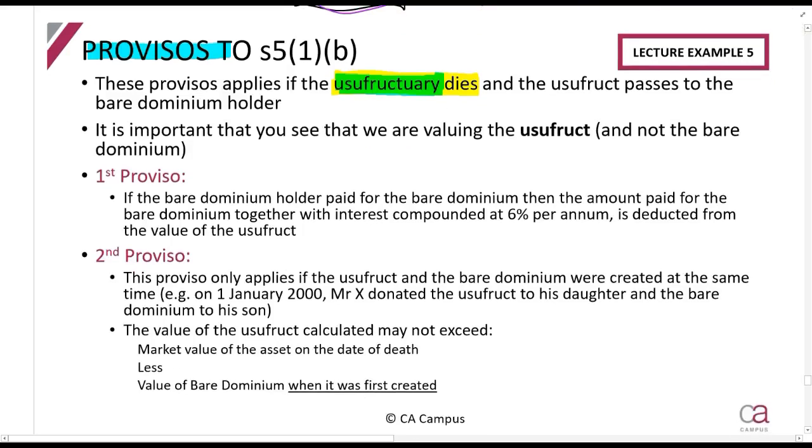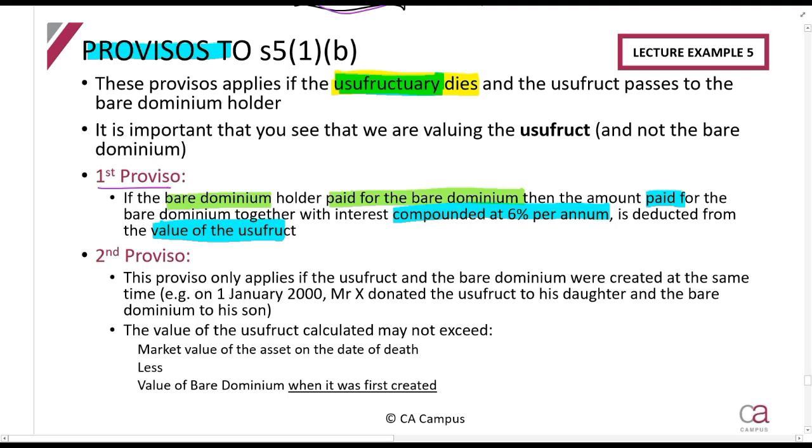Okay, now basically what happens here is the following. The first proviso says, if the bare dominium holder paid for the bare dominium, then you must reduce the value of the usufruct by the amount that has been paid for the bare dominium, together with interest compounded at 6% per annum. Okay, and you will see all of these in the lecture example. The lecture example will make it a bit more clear.